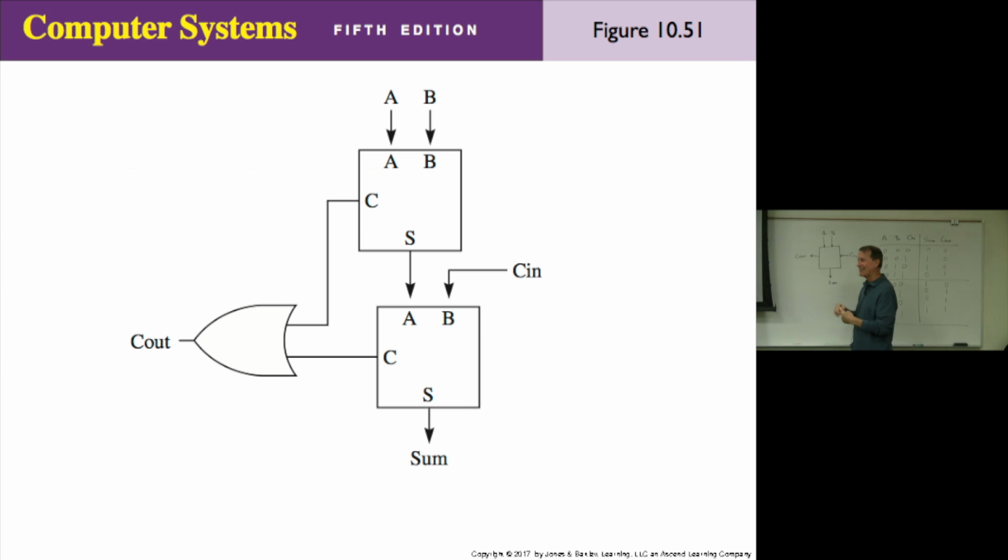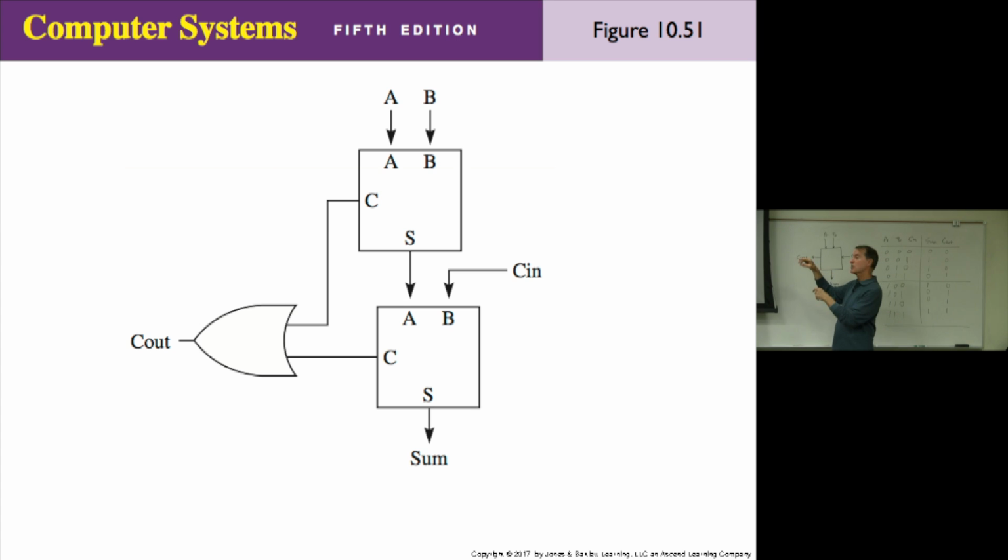Okay, look. Suppose A and B are 1, 0. Then the carry of the top one is 0. But if the carry in is 1, then the sum and the carry in will be 1, and there will be a carry out of the bottom half adder, and the carry will be 1. Are you with me?